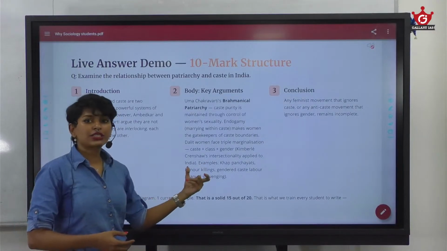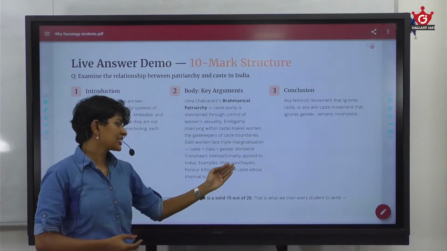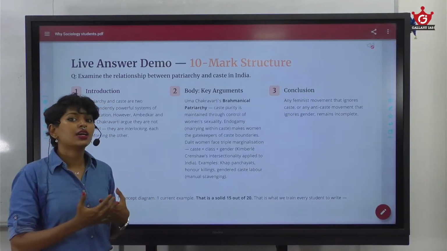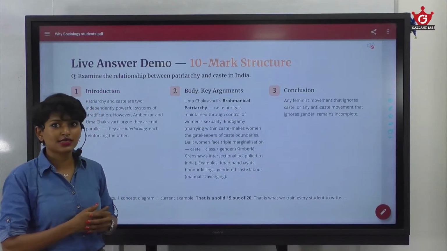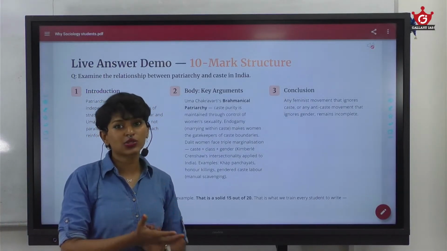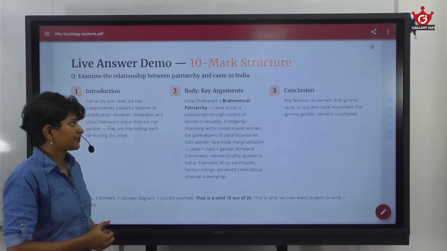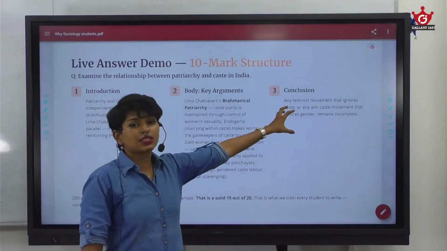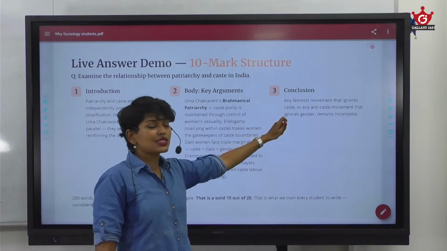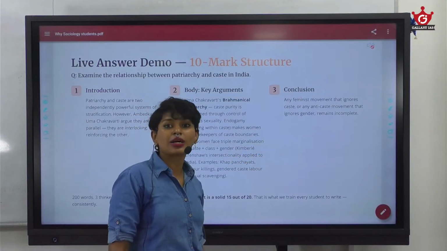Okay, then I'm giving you some solid examples like khap panchayats, honor killings, gendered caste labor, or how manual scavenging is done by people considered as the lowest caste. Okay, so how it is considered in the society, like it has to be done by people belonging to the lowest caste or they are fit for it. So we've given such examples here and just giving an example of a conclusion here, that is any feminist movement that ignores caste or any anti-caste movement that ignores gender remains incomplete.